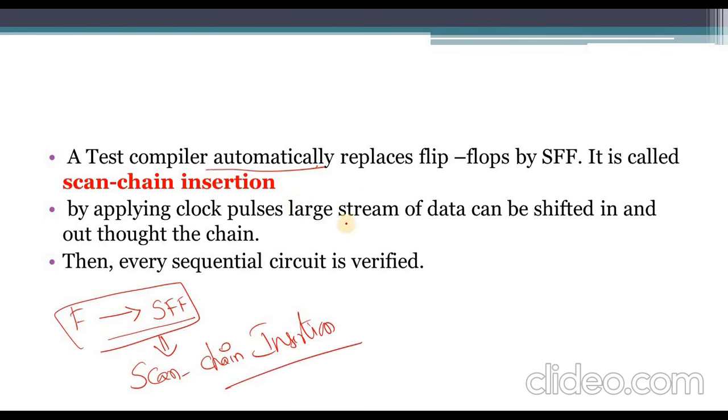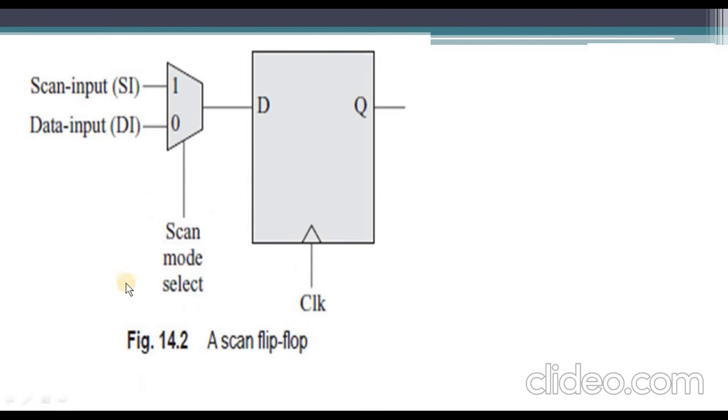By applying clock pulses, a large stream of data can be shifted in and out throughout the chain. In this way every sequential circuit is going to be verified. Okay, so let's consider the scan flip-flop. This particular scan flip-flop is going to have two operation modes, that is normal mode and the scan mode.